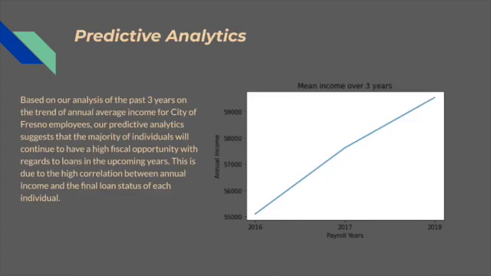Predictive Analytics. When considering the average annual income for City of Fresno employees over the past 3 years, we can obviously see an upward trend. Due to this, we have concluded that these individuals will continue to have high fiscal opportunity with regards to loans in the upcoming years. We have concluded this because of the high correlation between annual income and the final loan status of individuals, which was produced in our predictive model.